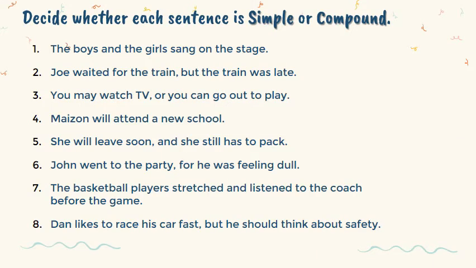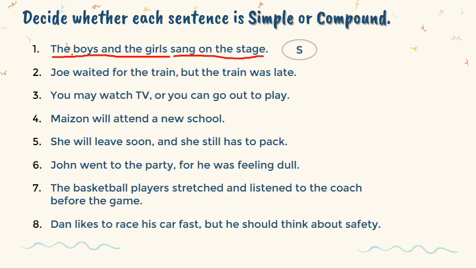Decide whether each sentence is simple or compound. Number 1: The boys and the girls sang on the stage. Here I have a compound subject, but I have only one predicate and one idea. The boys and the girls, a group of people, sang on the stage. So it's only one idea, one independent clause. Of course, this one is not compound. It is a simple sentence.